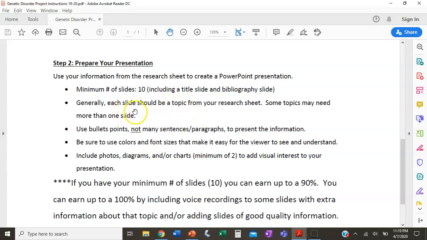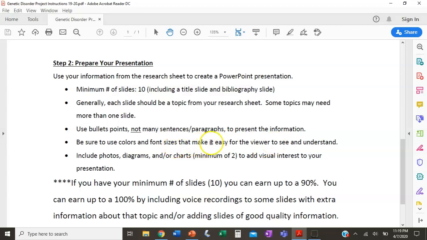So basically, each topic should be a slide, but some of your topics may need more than one slide. That's where you can get some of those extra points. Please make sure that you're using a lot of bullet points and phrases, not so many sentences and paragraphs. That also just helps to make sure that you're not plagiarizing and stealing information and trying to make it sound like your own.